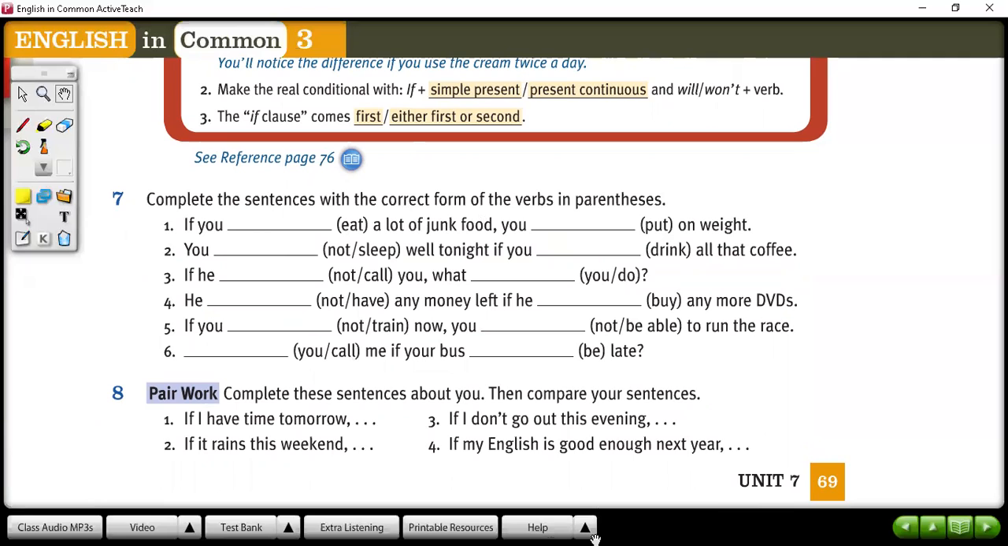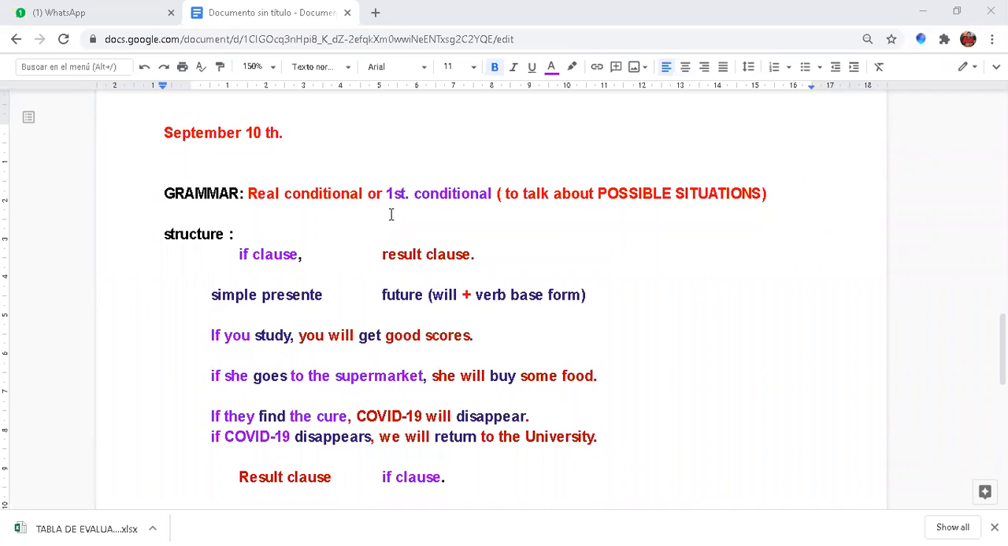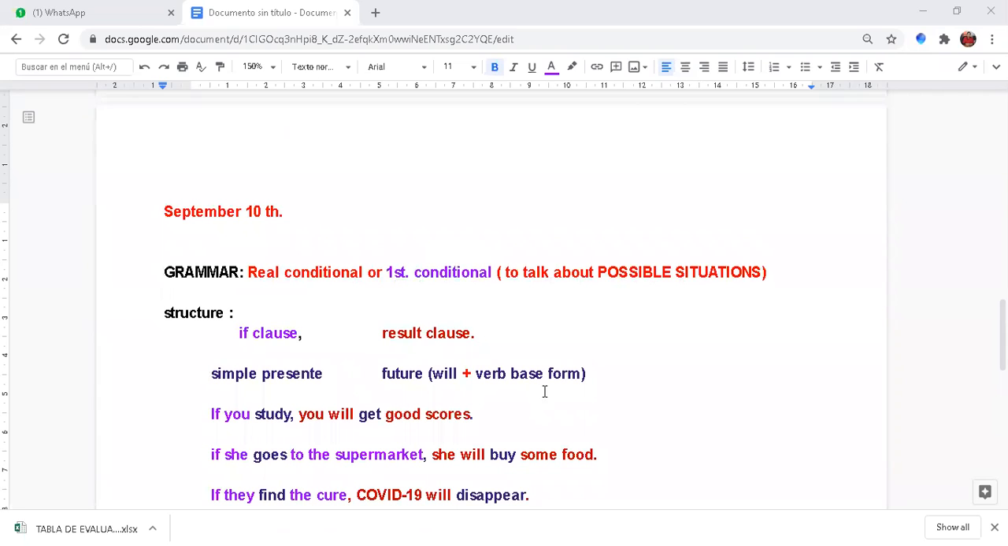So now let me explain what the real conditional is, also named the first conditional, okay? So when do we use the real conditional or first conditional? To talk about possible situations in the future, we can say. Now, let's talk about the structure, okay?